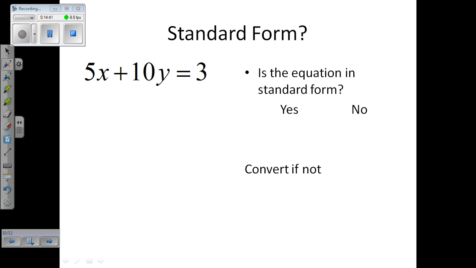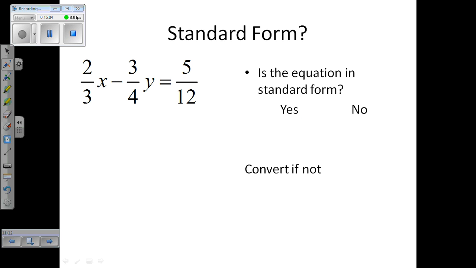Okay, let's check this one. Ax plus by equals c. It is in the correct format. A, B, and C are all integers. A and B are not both 0. A, B, and C do not have any common factors, and A is positive. So this is already in standard form.